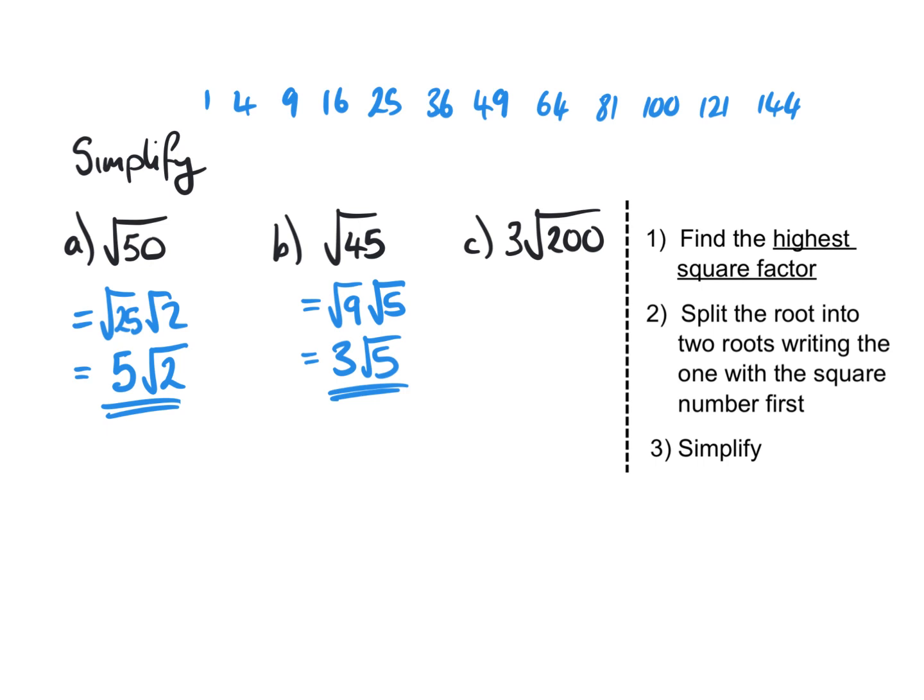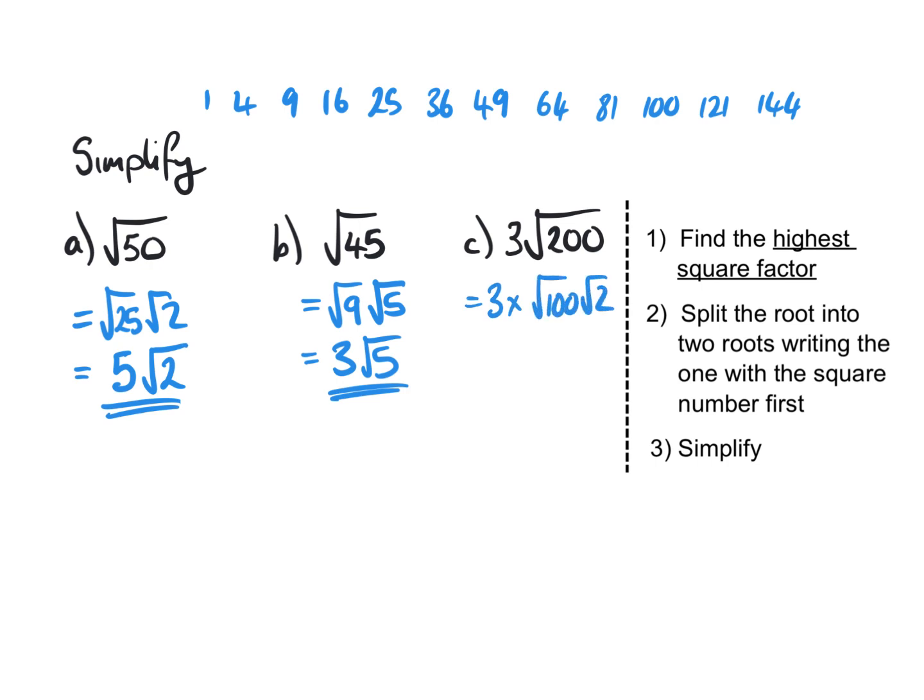The last one here is 3 root 200. So let's have a quick look at the 200 part here. We could keep going with this list, but 200 I kind of know which one that's going to be, so I'm happy enough with this list. That doesn't go into it, that doesn't go into it, 100 does. Okay, so 100 goes into 200 twice, so that root 200 is going to become root 100 root 2, but we've also got this 3 at the front, so that's going to be 3 times root 100 root 2.